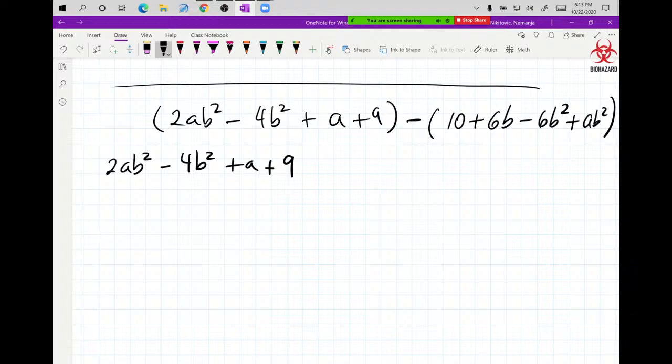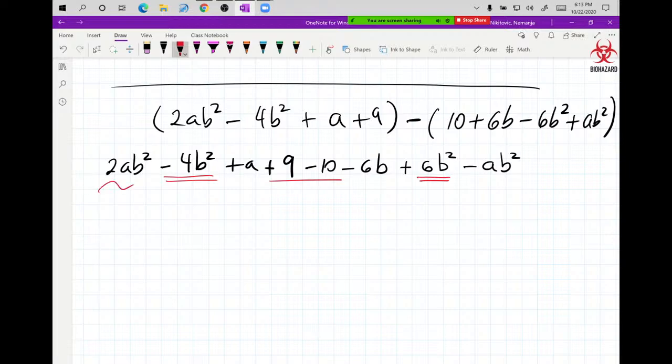So negative 10, okay, minus 6b, yes, plus 6b to the second, yes, minus ab to the second. Yes. And now we do the pairs. There's that one, the b squared pair, and this one. And then we have a and b solo that do not belong anywhere.